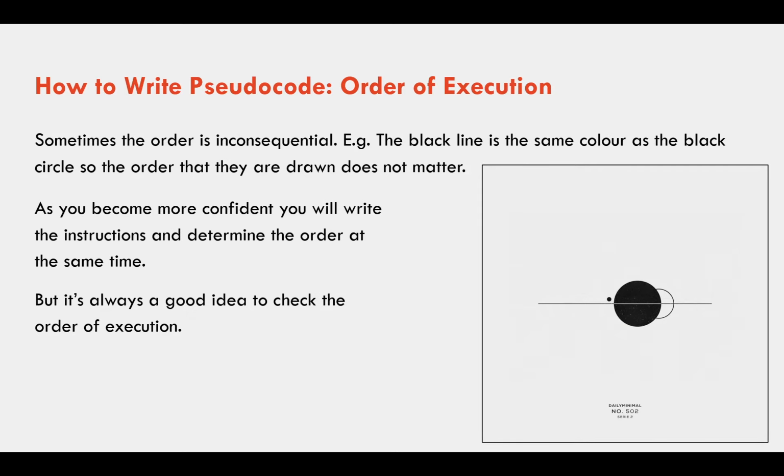Alright, now sometimes it doesn't really matter what order things come in. We moved the white line to the end, but really it wouldn't matter if it covered the black line or the black circle, as long as it's drawn after both. Similarly, the long black line drawn after the black circle doesn't really matter because they're the same color. But it's a good idea to check the order of execution where it matters. As you become quicker, you can quite often do these first few steps in one go. You can identify the goal, break it up into instructions, and determine the order all at the same time.